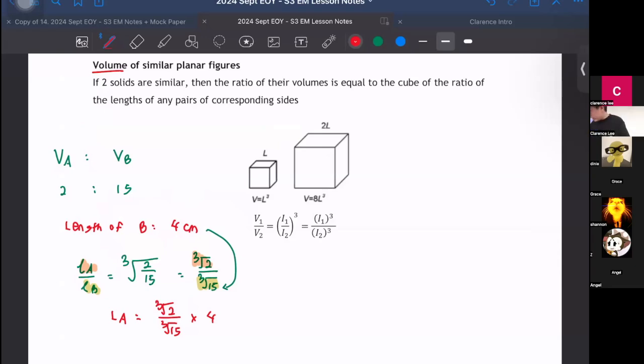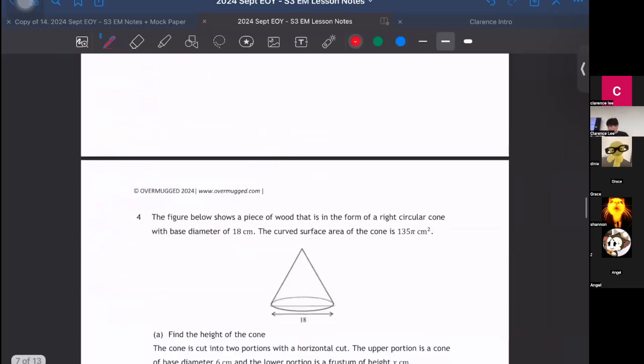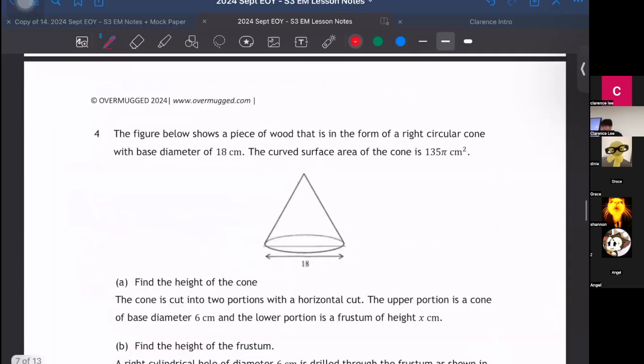Okay, moving on to our first word example. We take a look at your question number 4. This question gives you a piece of wood that is in the form of a right circular cone with a diameter of 18. The curved surface area of the cone is 135 pi. Can anybody tell me what's the formula for curved surface area? Nobody knows? It's fine. You don't need to know because it's in the formula sheet. So your curved surface area is pi RL, whereby L is the slanted height of the cone.